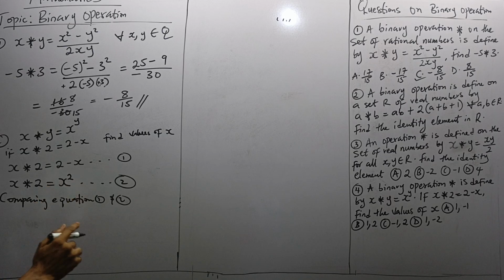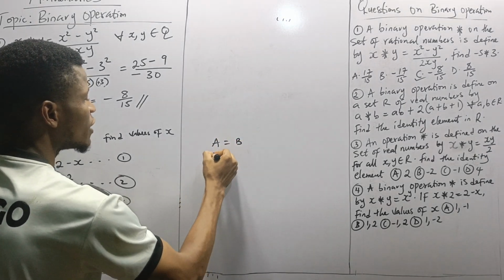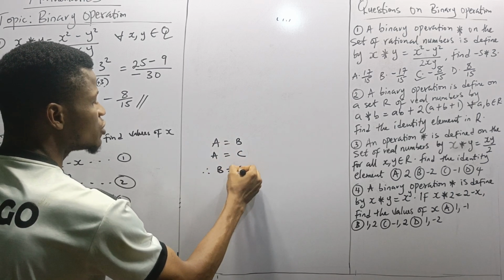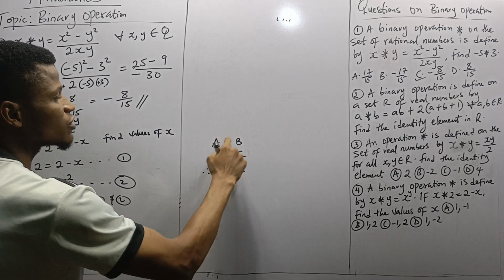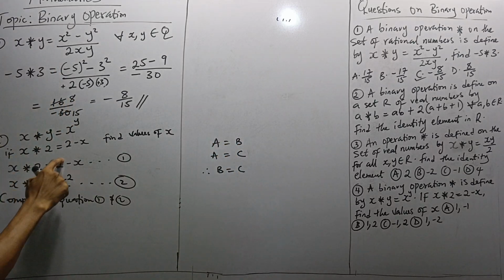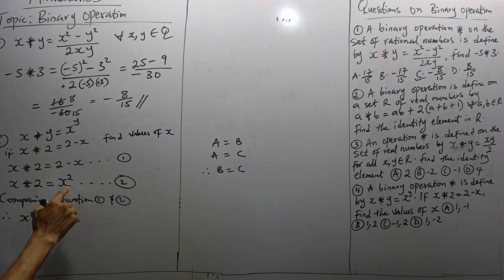All right. So in the case of logic, if A is equal to B and the same A is equal to C, then it follows that B is equal to C. So if the same value is equal to different values, then those different values are equal. All right. If the same value is equal to different values, then those different values are what? Equal. So from here we have that therefore x squared is equal to 2 minus x. So this is equal to this, since this is equal to this.